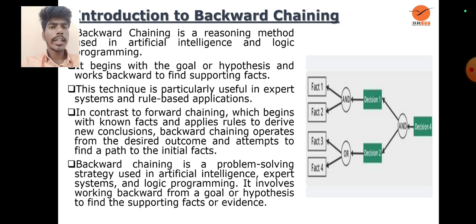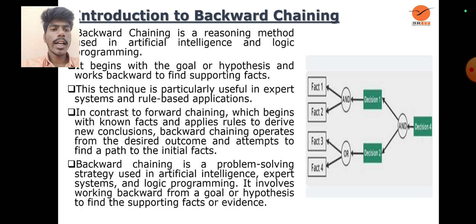Backward chaining is a reasoning method used in artificial intelligence and logical programming. It begins with the goal or hypothesis and works backward to find supporting facts. It means backward chaining starts from the goal state and reaches the initial state or hypothesis or supporting facts. This technique is particularly useful in expert systems and rule based applications.